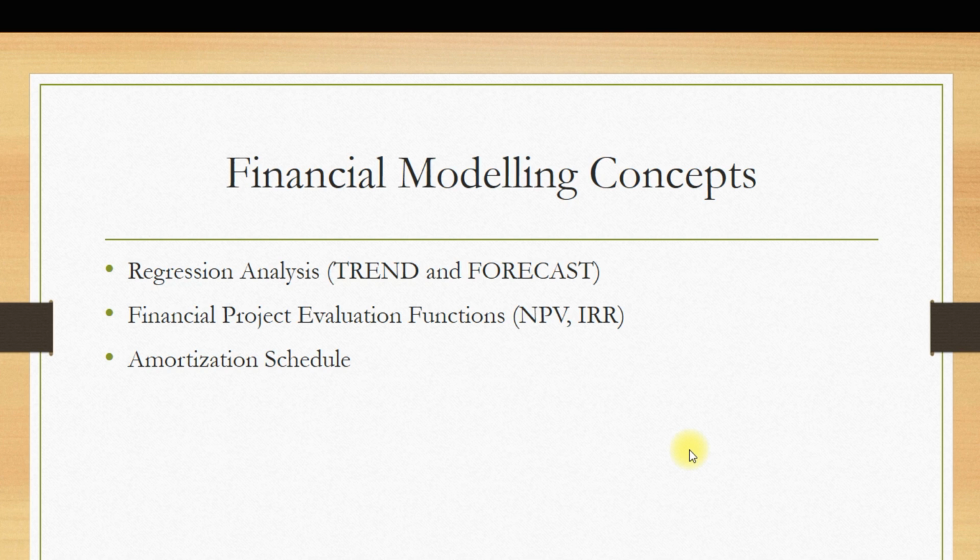In financial modeling concepts, we go through regression analysis, where we'll explain functions for trend and forecast. In financial project evaluation functions, we explain NPV, net present value, and internal rate of return, or IRR. And then we explain a little bit about an amortization schedule. So this is what we cover under financial modeling concepts. First, we'll take a look at regression analysis.